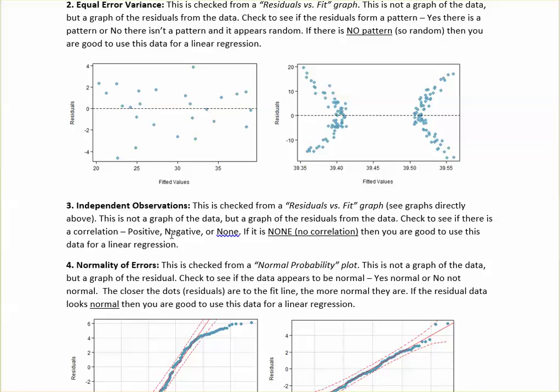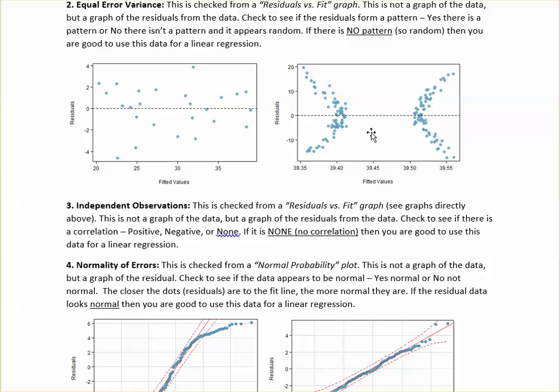So if there is one, positive, negative, or none, then what you would do is decide if there's no correlation, then you're good to use the data for the linear regression. So in this case, looking at this one, and the equal error variance, it's, well, let's see. Do you think that there's any correlation here? Yeah, no, I really don't see any correlation. So it would be none, and if it's none, no correlation, we're good to use it for the regression.